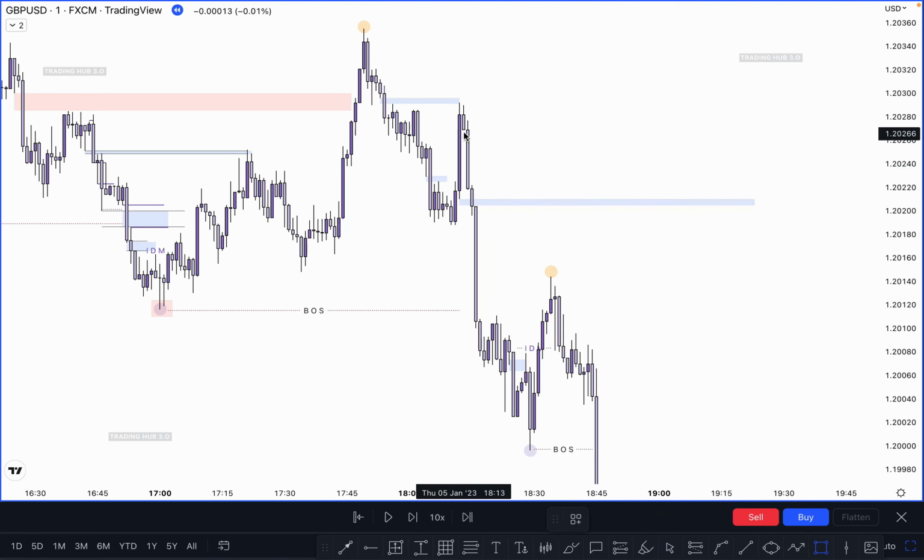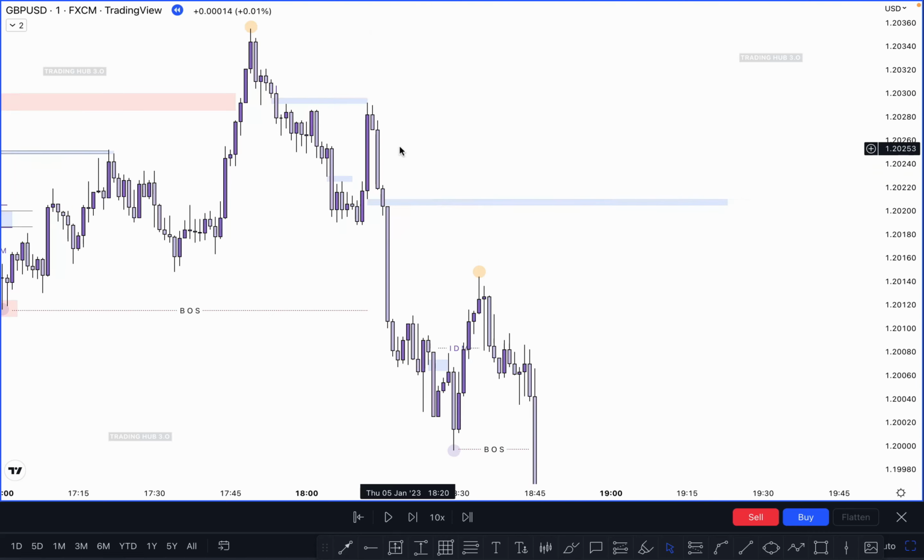And do not mark this as an imbalance. Why? Because this candle is not the last buying candle before this top. This is our highest candle before this top, and candle color doesn't matter. Sometimes this can be bullish and this can be bearish, right? So this one is our highest candle before this top. This highest candle low is here and the next candle high is here, so this is our imbalance.